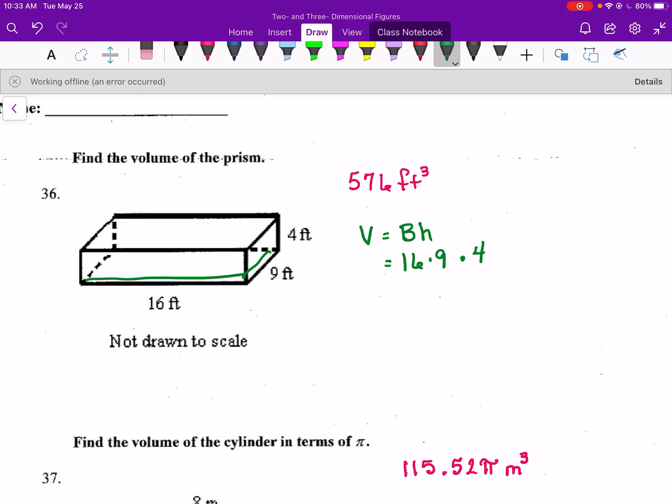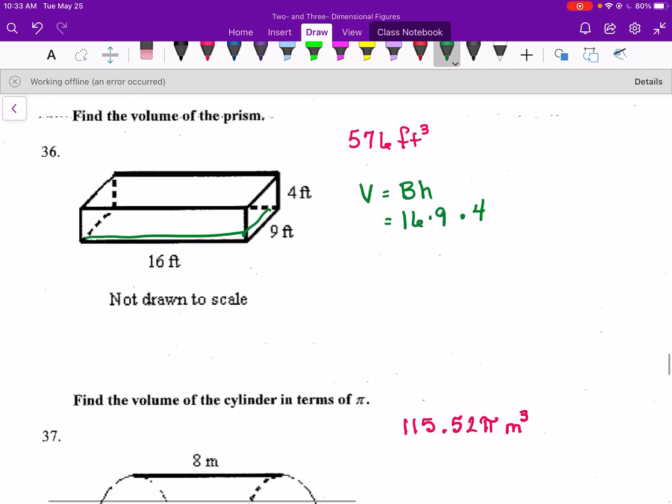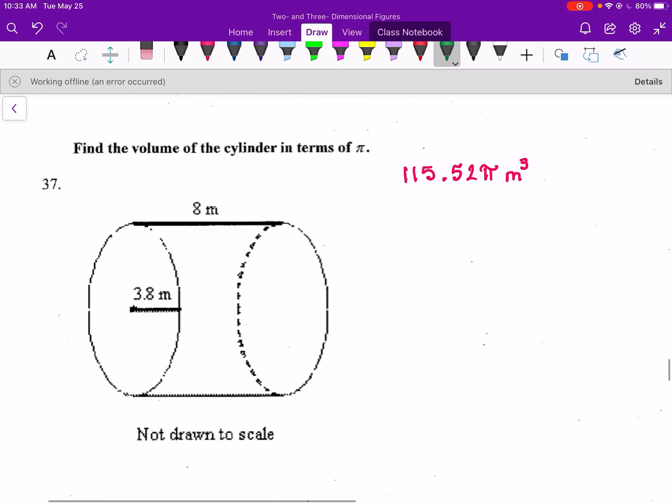And I'm going to do these rather quickly, folks, so anytime you can pause it so you can write things down and think about it.